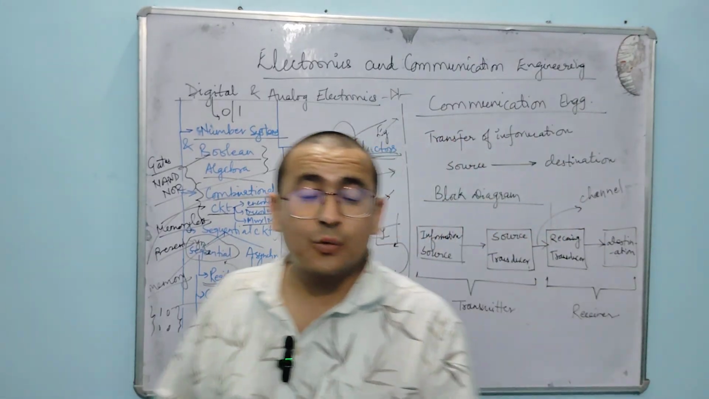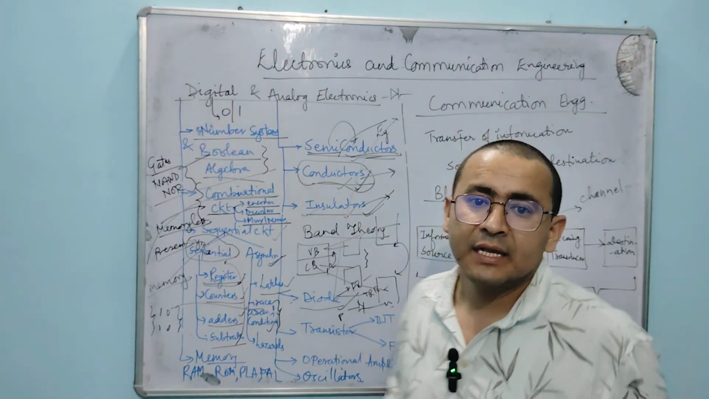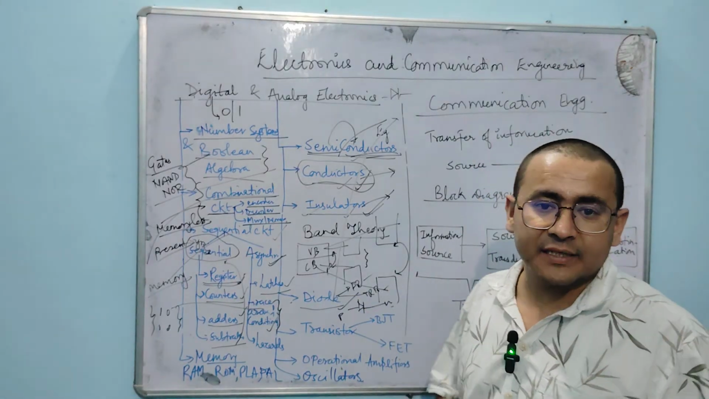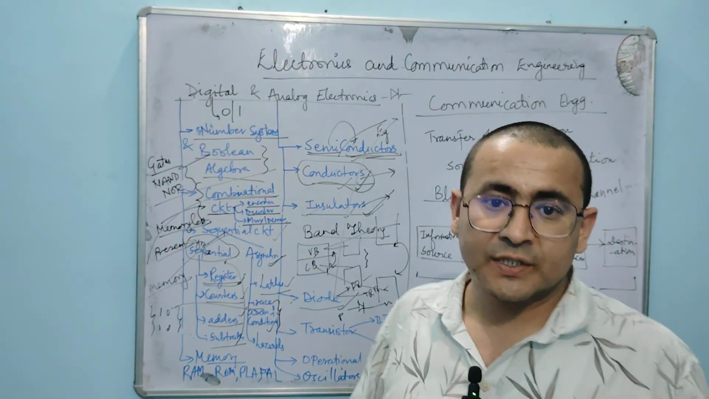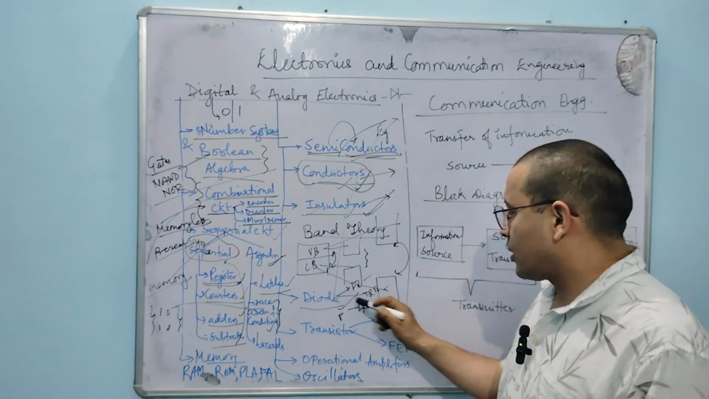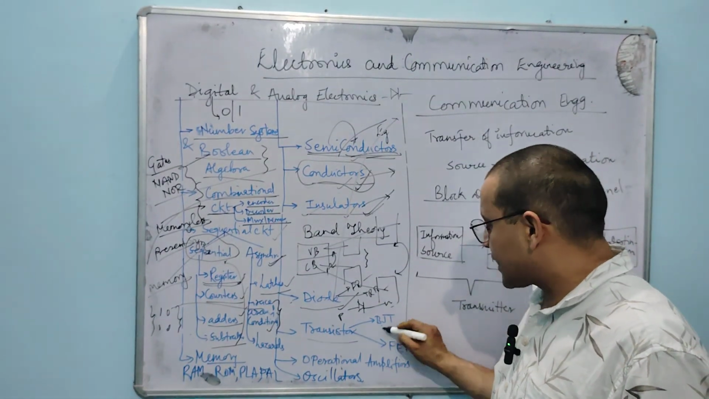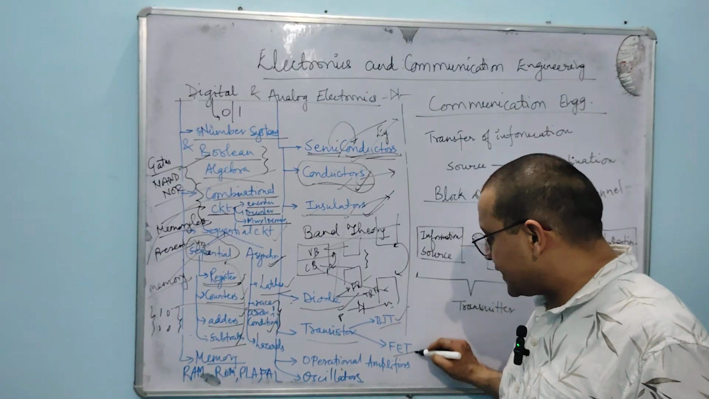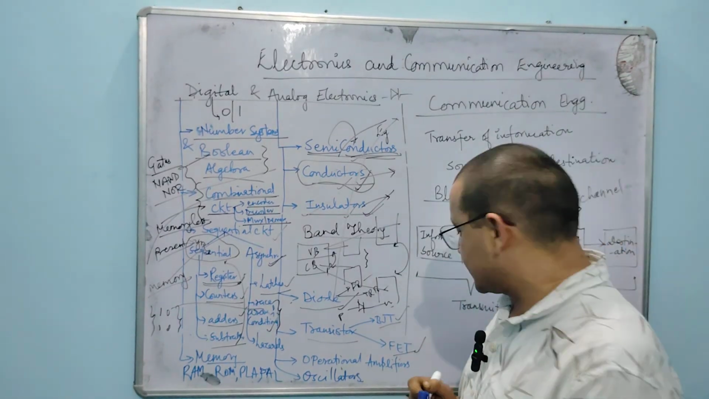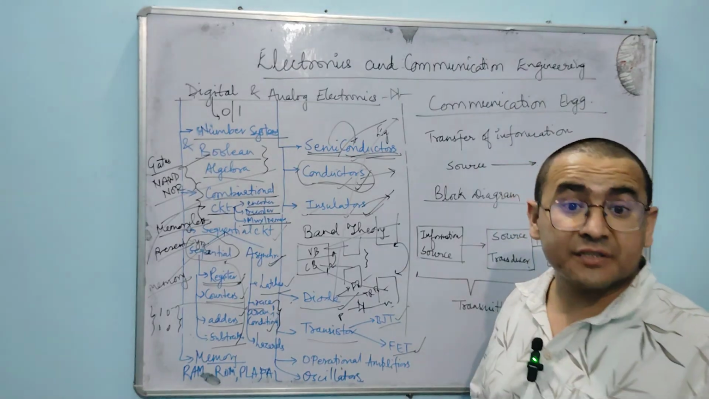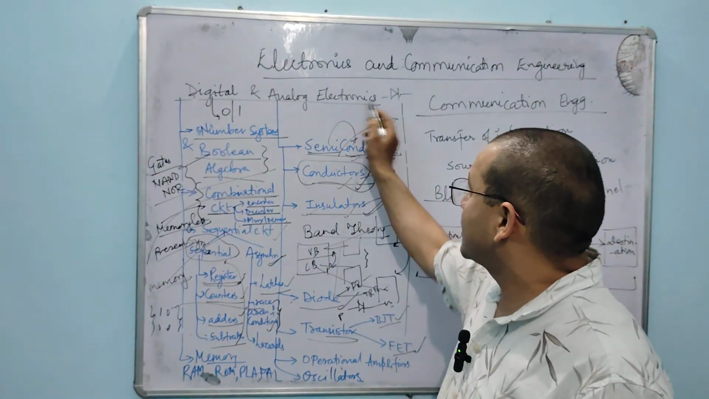Forward bias is the condition where the diode conducts, and reverse bias is the condition where the diode will not conduct, that is, it is off or a non-conductor. That is called the reverse bias condition of a diode. So what is a transistor? A transistor has BJT as well as FET, the field effect transistor as well as the bipolar junction transistor, which we will study in this analog electronics.